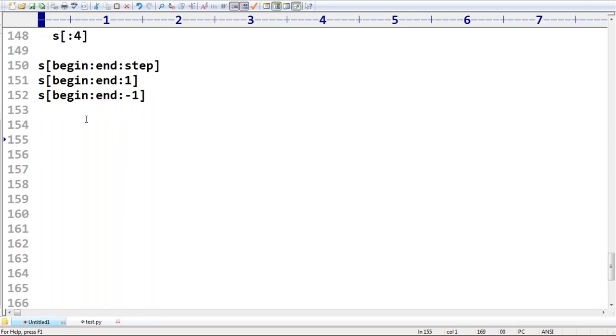Now I have one quick question. Python supports both positive and negative indexes, correct or not? Positive index means forward direction. Negative index means backward direction. That's all, two things you should be aware of.